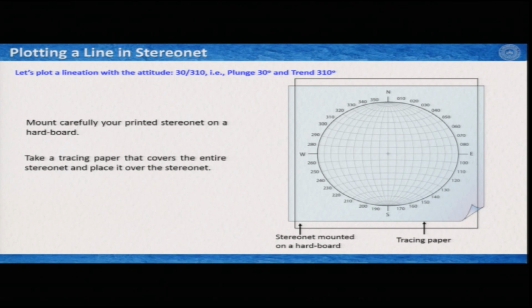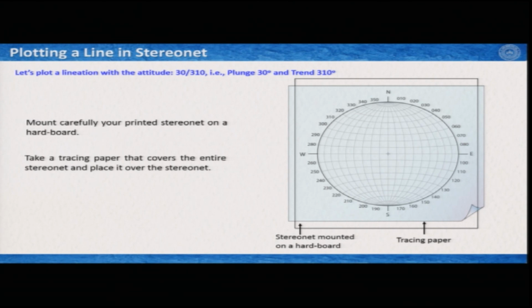So, again, the way we understood the basic concepts of projections, from line, then to plane, and then pole of a plane, we will follow the same sequence, and we first start with plotting a line in the Stereonet. So, let us start with a lineation with an attitude 30, 310. That means it has a plunge of 30 degrees and a trend of 310 degrees.